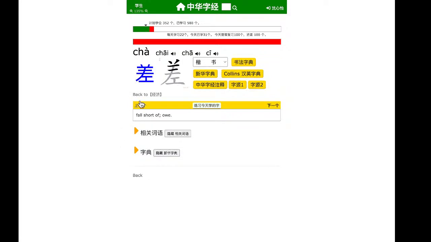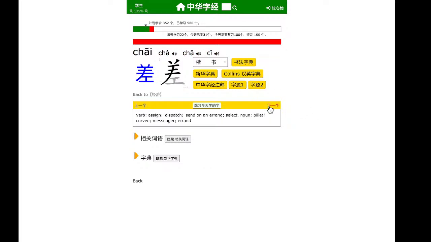差. Cha means to fall short of or to owe. And this has a whole bunch of other readings. Chai. This chai is to dispatch someone with a task. 出差, yeah, 出差 is when you go on a business trip.